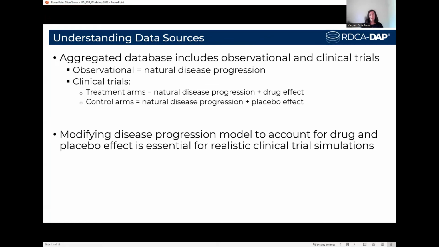So because the data from clinical trials also includes a potential drug effect for the treatment arms and a placebo response for the control arms, the disease progression model that describes the natural disease progression must be modified to include both a drug effect and a placebo effect in order to generate those more realistic trial simulations.